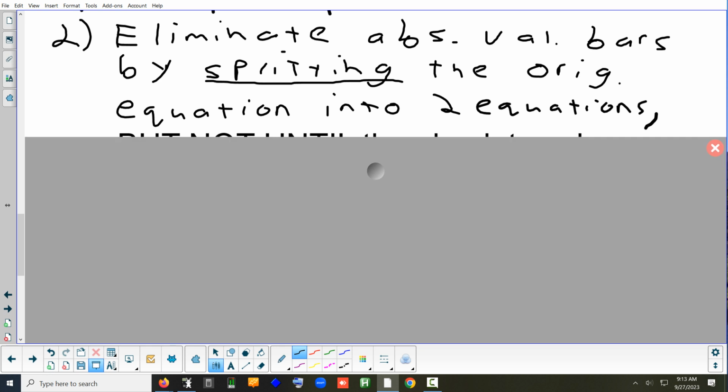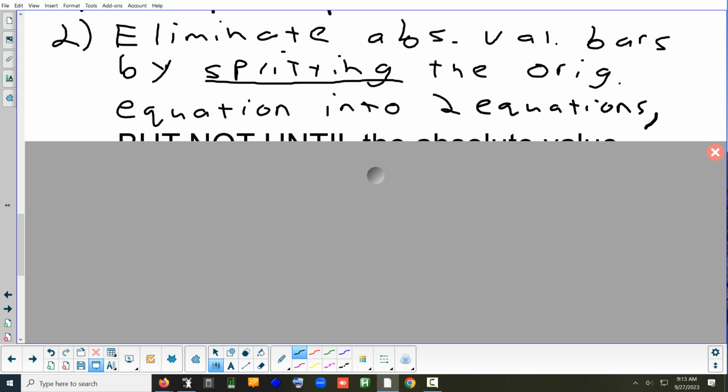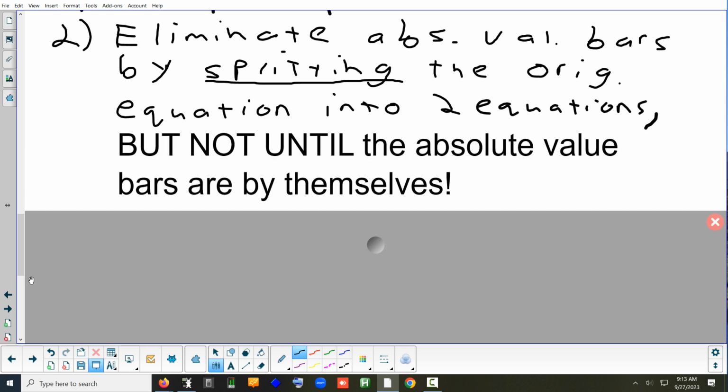So is that why it's so common to get 2 answers? Yep, that's why we get the 2 answers, exactly. Now remember, you can't do that until the absolute value is by itself. So you have to make sure you do that step first.